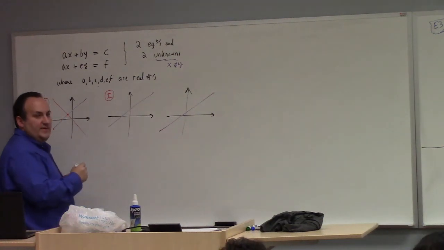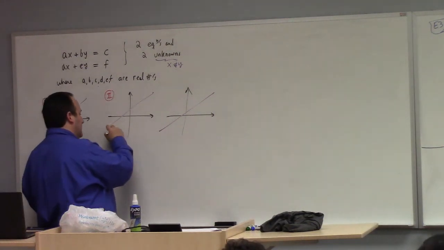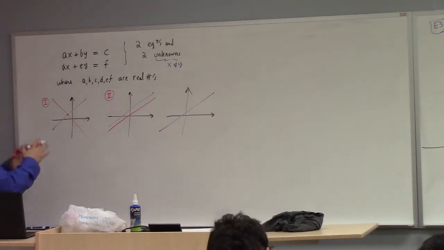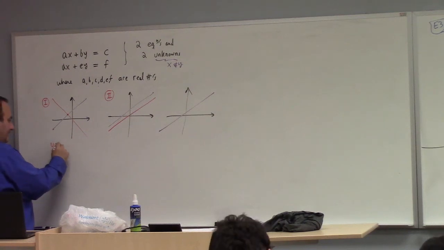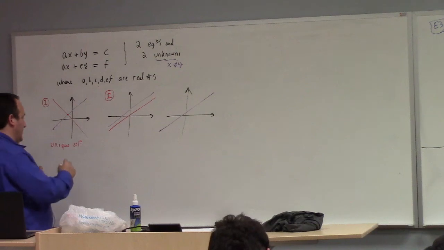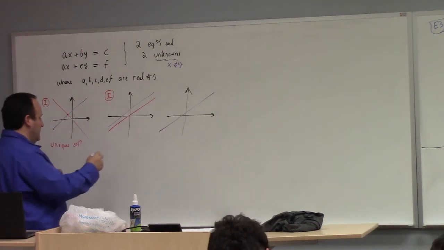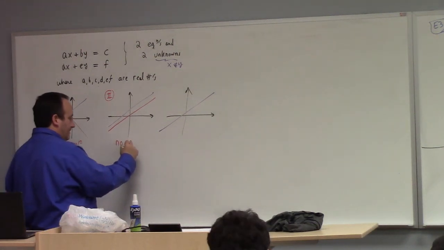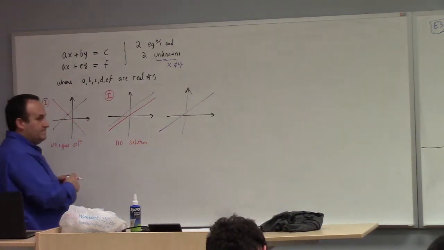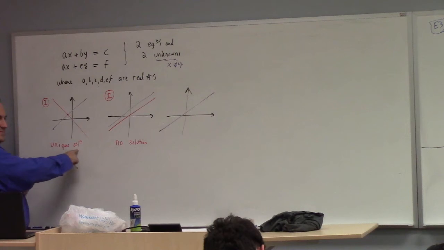Case 2: you could have the other equation be a parallel line. In this case, there is no solution. So this would be a unique solution, and the solution is whatever that point is. Here, there is no solution. You probably already knew that.